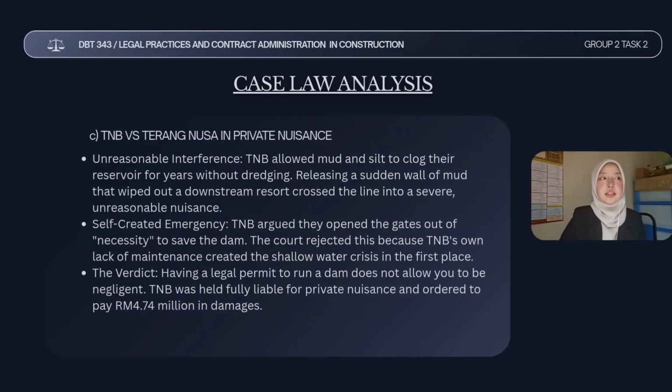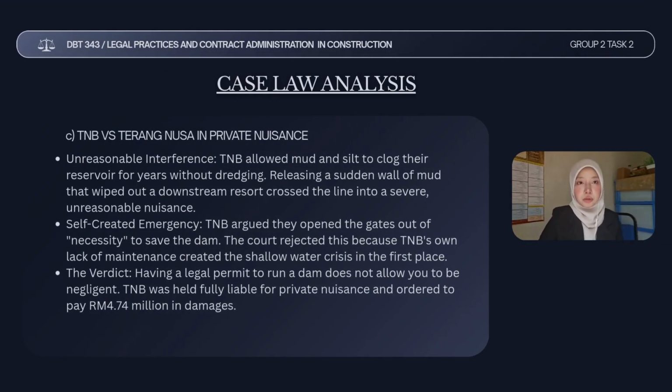This analysis is the third one, nuisance. To prove a private nuisance, the disruption must be substantial and unreasonable. In this case, at Cameron Highland at Batam Valley, the defendant let thick mud and food accumulate inside the reservoir for years without cleaning it up. When heavy rain hit, they suddenly opened the gate, sending a violent wall of mud downstream that completely destroyed the plaintiff's resort and farm.